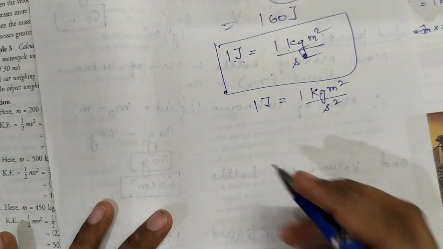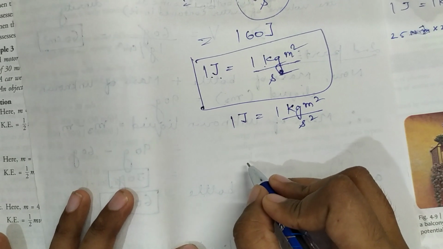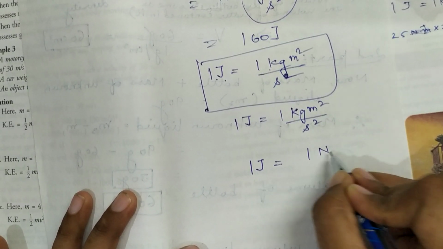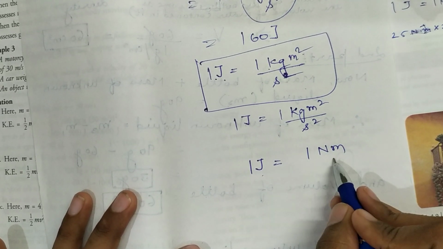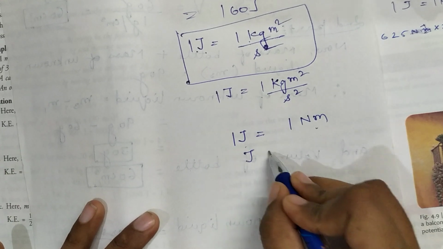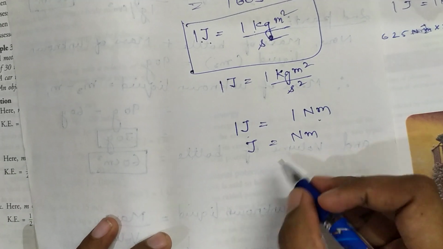Now, children, you know that the unit of energy and work is the same. You all know that 1 joule is equal to 1 Newton meter. So, can I write joule is equal to Newton meter? Okay.